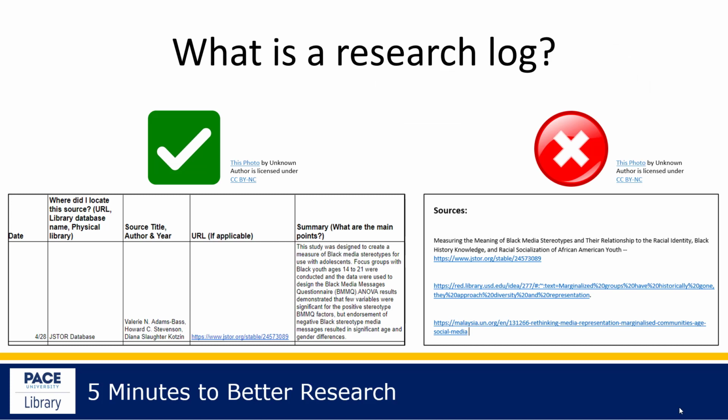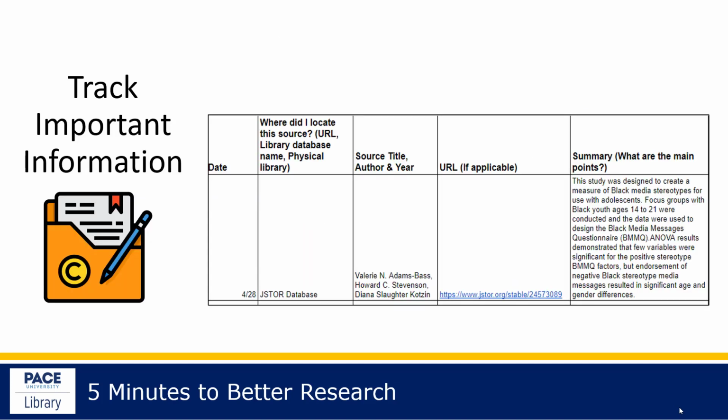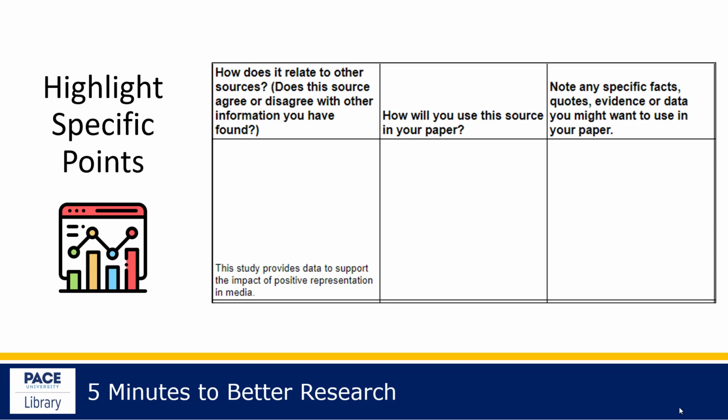But what is a research log? A research log is a document that provides space for you to track the important information about your sources, as well as reflect on their value to your research question. It is one document where you collect information about the sources you want to use rather than pasting random links into a Word document. The questions in the log help you track the important information about the source while it's fresh in your mind. This can include citations from databases, keywords you use to find it, notes on why it's relevant, and brief summaries. And you can highlight specific points.